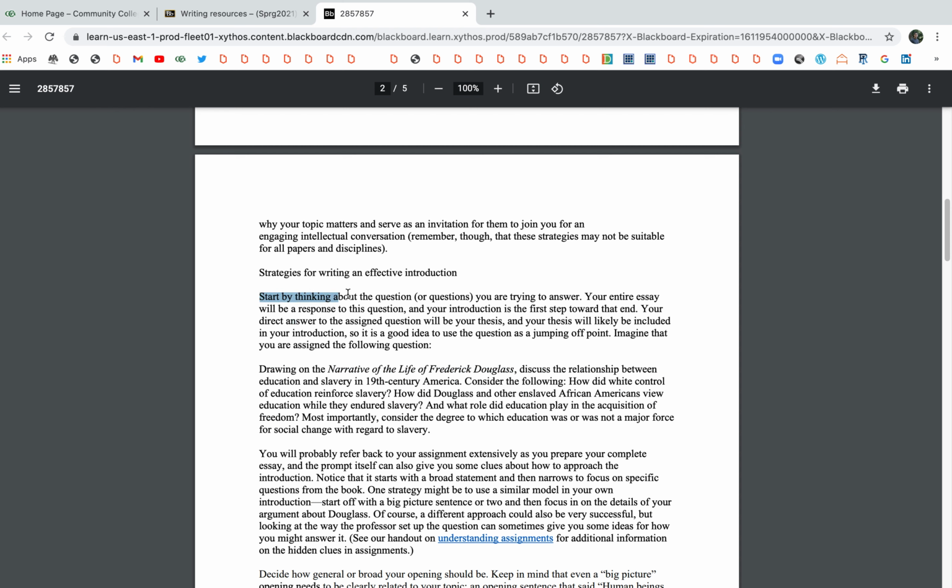Look back at the beginning of this little segment. Start by thinking about the question or questions you are trying to answer. And let's go to the assignment sheet, right? The description. For this assignment, you will write a 2 to 3 page paper that describes your education and goals for your education. What am I doing in this paper? I'm describing the goals of education and my education up to this point.